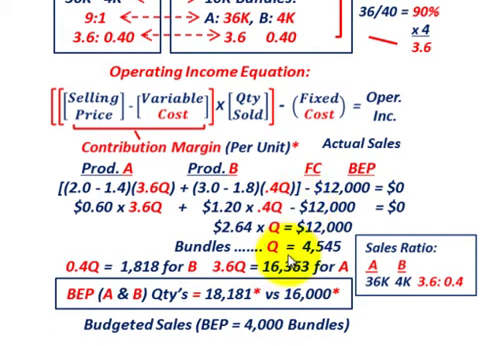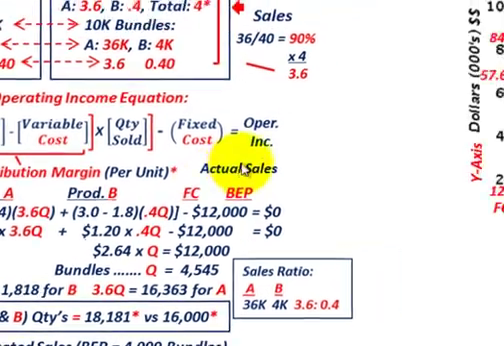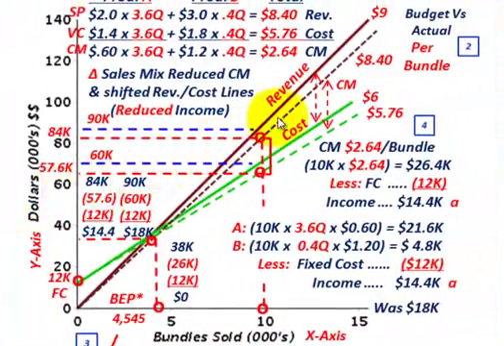So that's how you go about determining. You can determine your operating income that way. In this case, we just determined our break-even point. Now let's use these ratios and look at it in terms of calculating our incomes, both our budgeted versus our actual, based on our budgeted versus our actual sales.